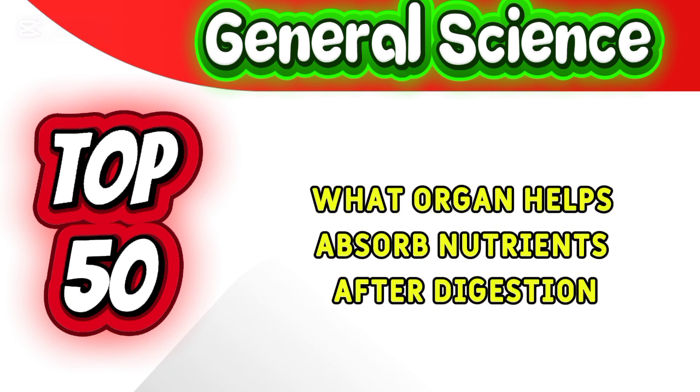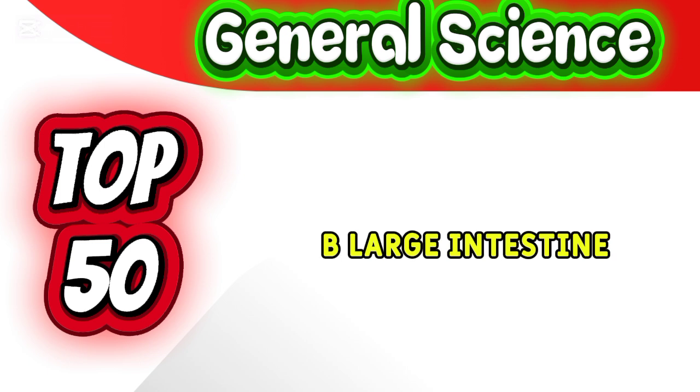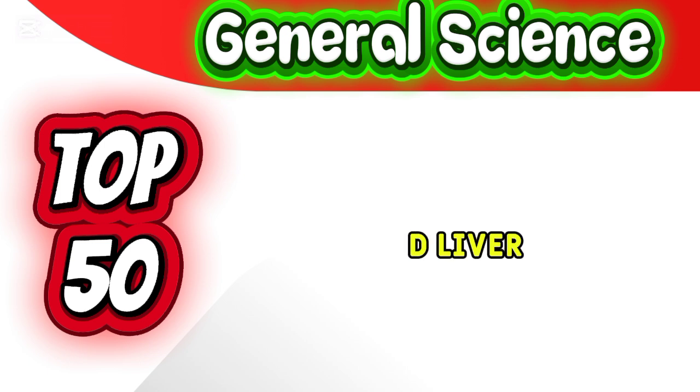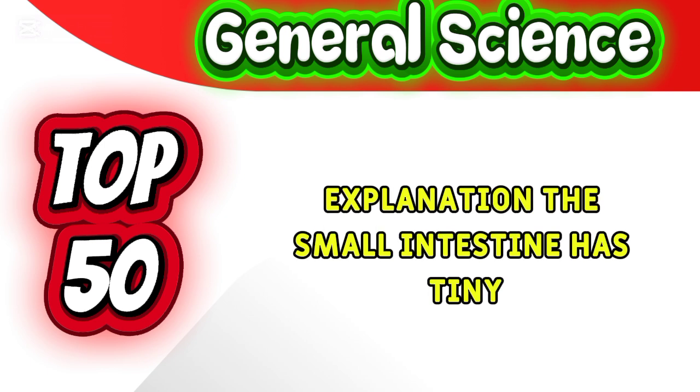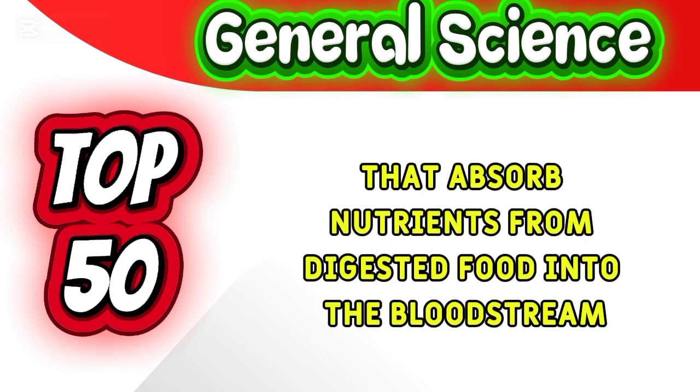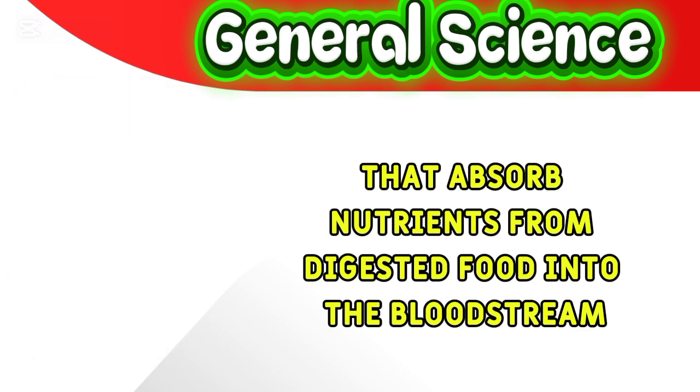50. Question. What organ helps absorb nutrients after digestion? Options: A. Stomach, B. Large intestine, C. Small intestine, D. Liver. Correct answer is C, small intestine. Explanation. The small intestine has tiny finger-like projections called villi that absorb nutrients from digested food into the bloodstream.